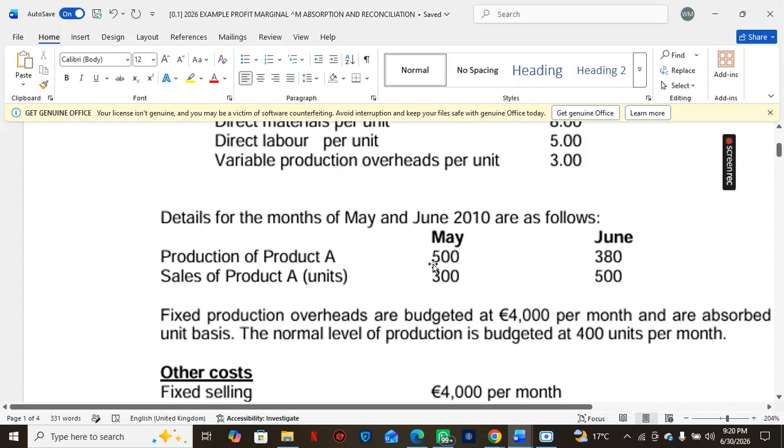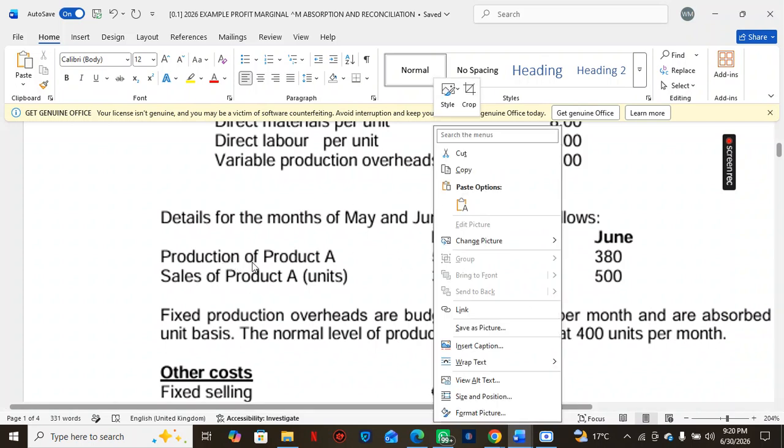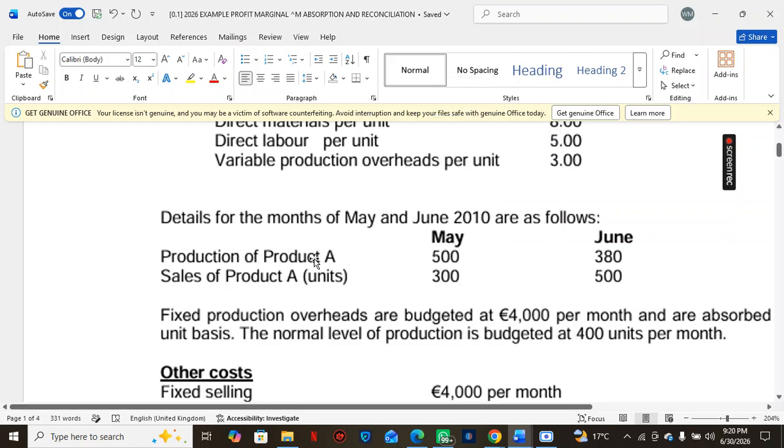Actually, let me bring this near the solutions. So, production of product A in May, they're making 500 units. In June, they're making 380 units. Sales of product A in May, they expect to sell 300 units. In June, they expect to sell 500 units.